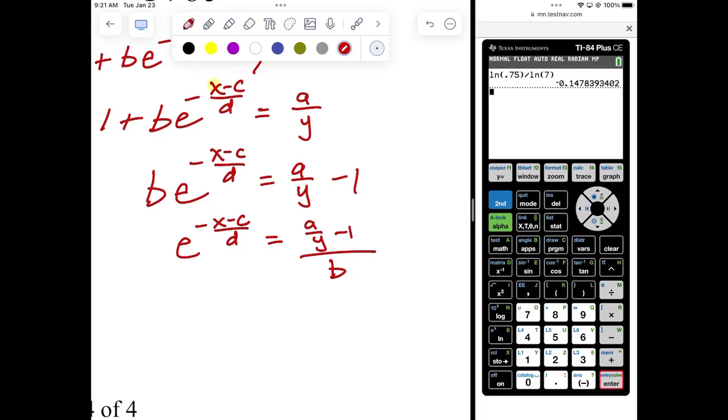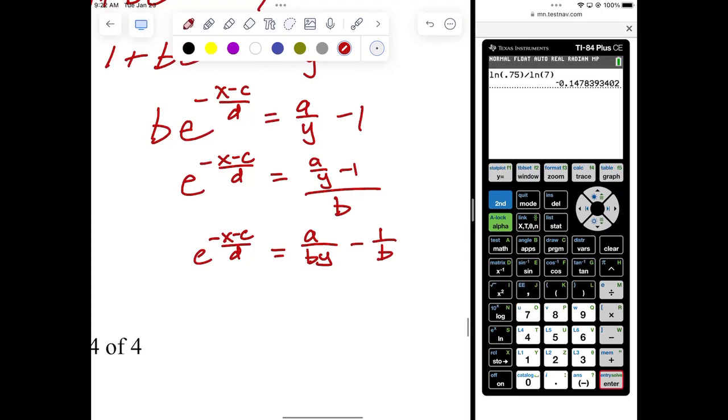Now, I don't really like complex fractions, do you? No. So what I'm going to do now is I'm going to multiply by the reciprocal instead and distribute it. When I distribute the 1 over b to both terms, I get a over by minus 1 over b. That works the same way. Now I don't have a complex fraction. 1 over b times a over y is 1 over a over by, and then 1 over b times 1 is 1 over b. All right, now I can un-e both sides.